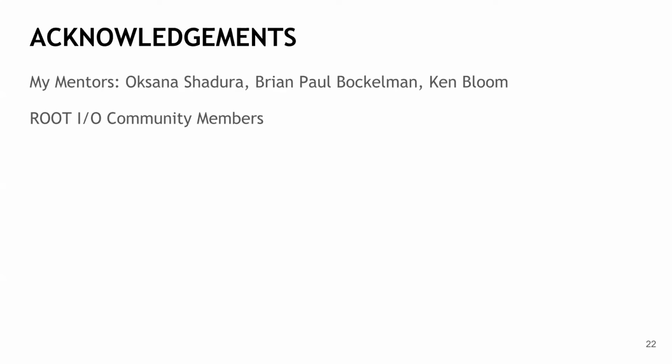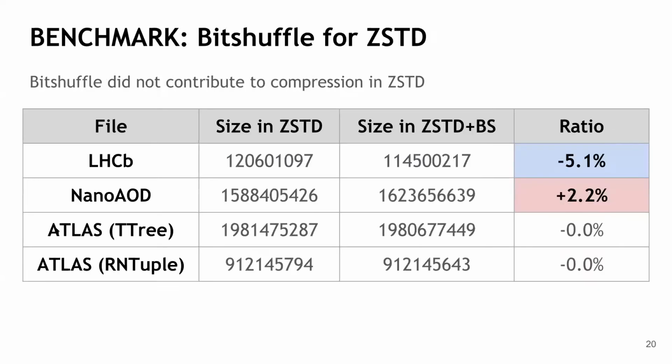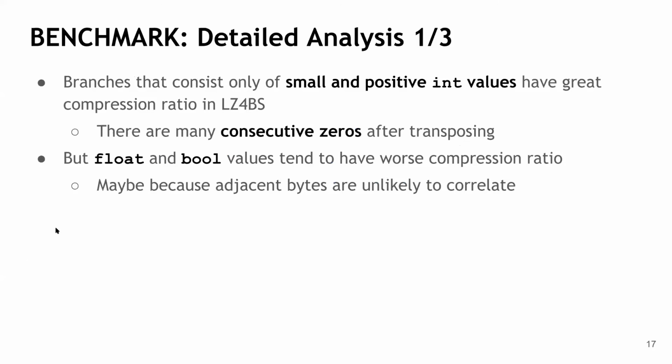I had one, maybe more for Oksana, I don't know. So the conclusion that there's a very different behavior for ints and floats is pretty interesting. ROOT, I guess, knows what it's compressing. Is it conceivable to use a different compression algorithm by basket?